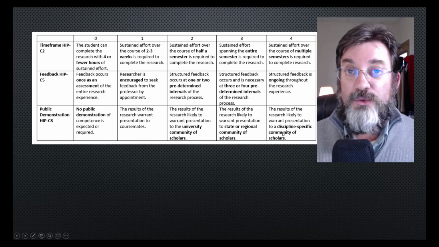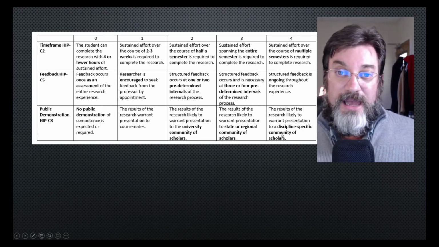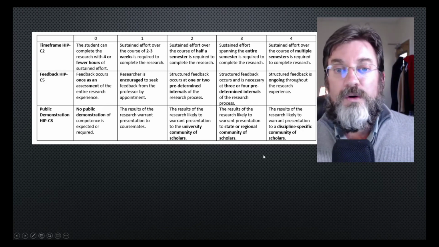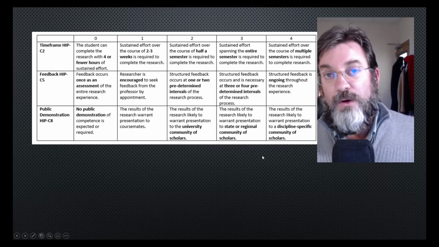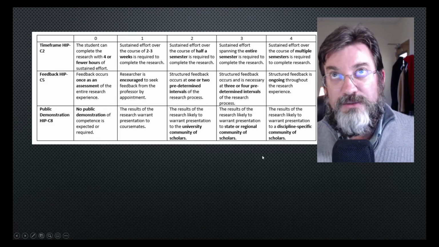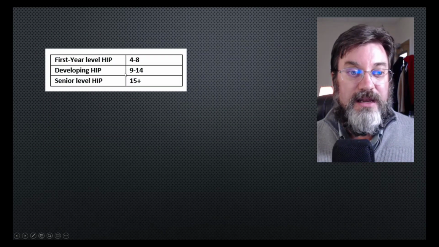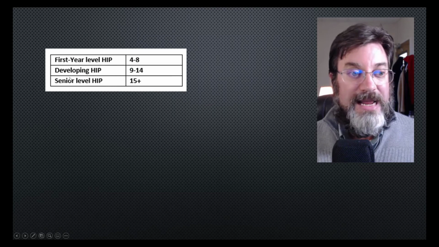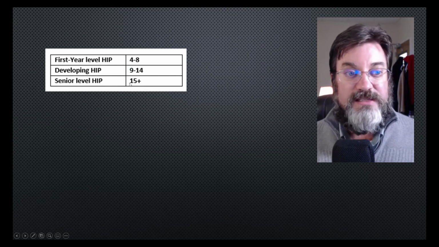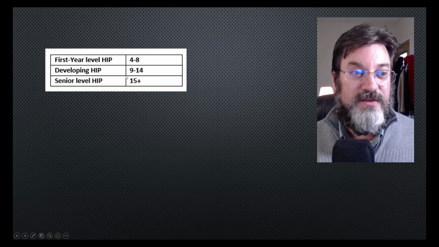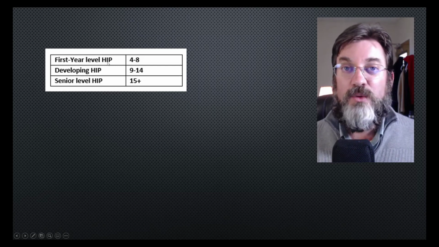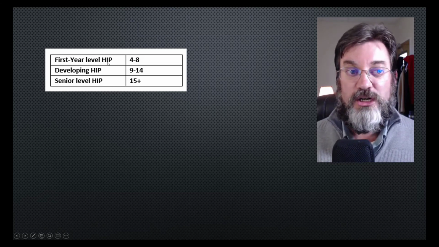So then we would go through and add those up. Let's say we had 4, 4, 3, 3, 4. 4 plus 4 is 8, plus 3 is 11, plus 3 is 14, plus 4 is 18. And then we consult the handy-dandy chart. And our 18 points qualifies it as senior level. Between 9 and 14, that qualifies that as a developing HIP. And from 4 to 8, that qualifies it as a first-year level HIP.